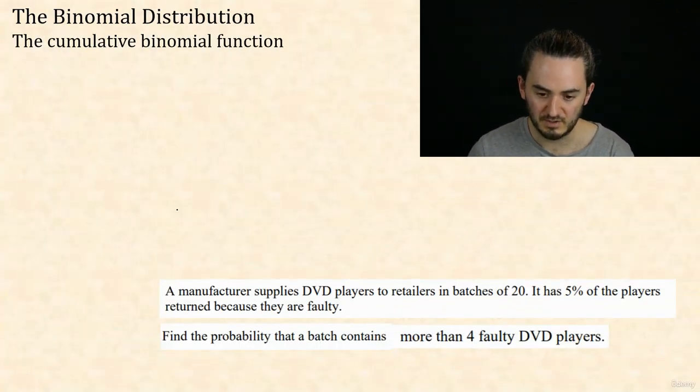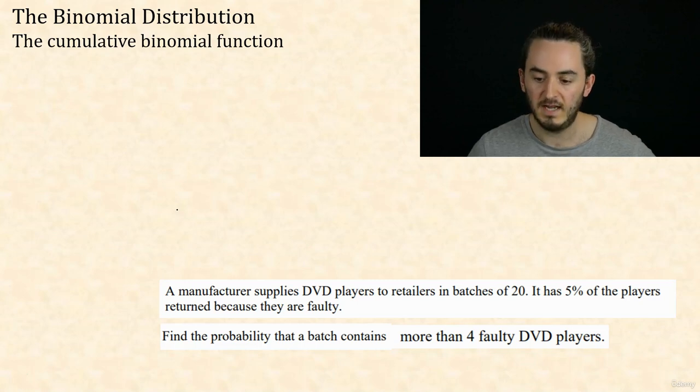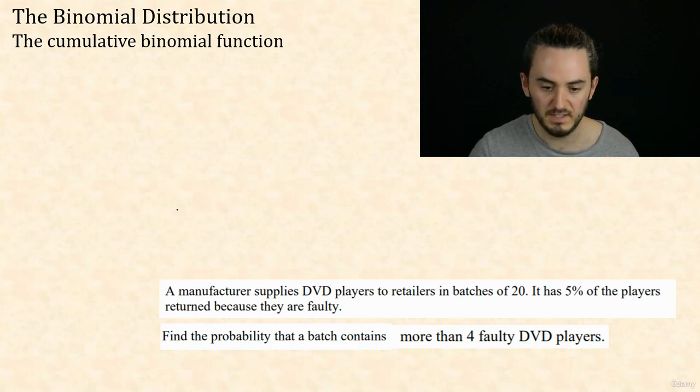A manufacturer supplies DVD players to retailers in batches of 20. It has 5% of the players returned because they are faulty. Find the probability that a batch contains more than 4 faulty DVD players.